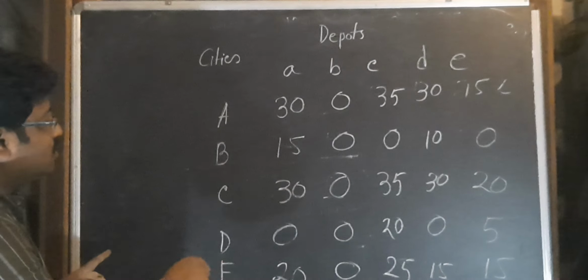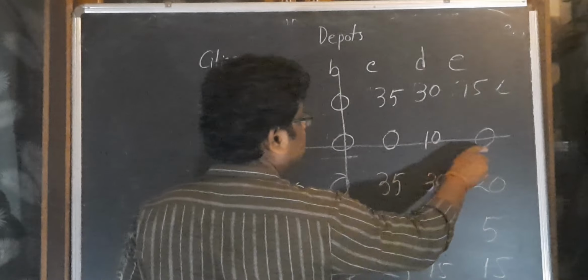Now we draw the minimum possible number of horizontal or vertical lines so as to cover all the zeros. Here are the zeros. All zeros should be covered using horizontal or vertical lines, and that should be the minimum number. Look, the zeros are here, all zeros in this column. So I draw a vertical line, and now I draw another horizontal line and cover these zeros.